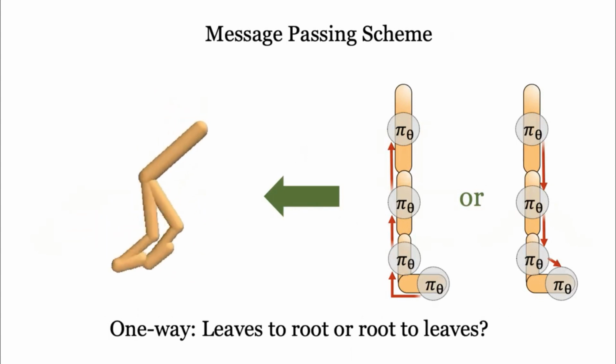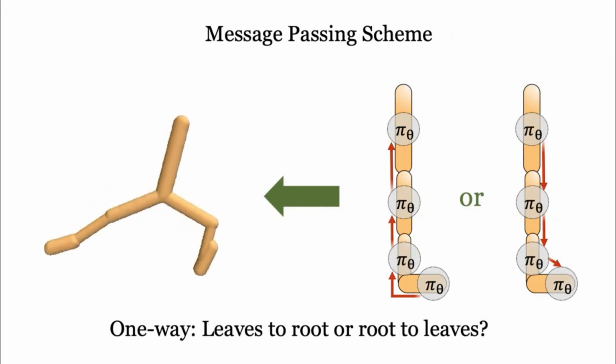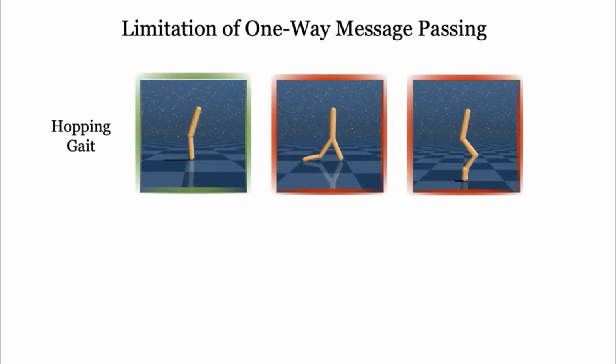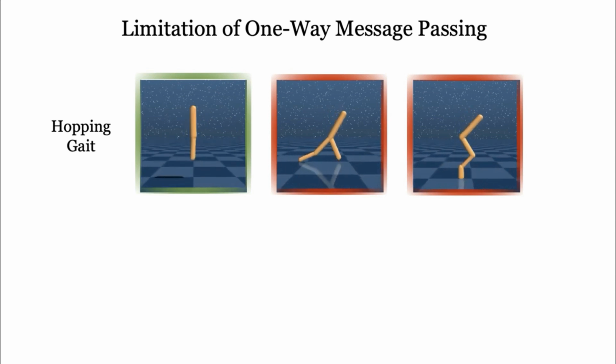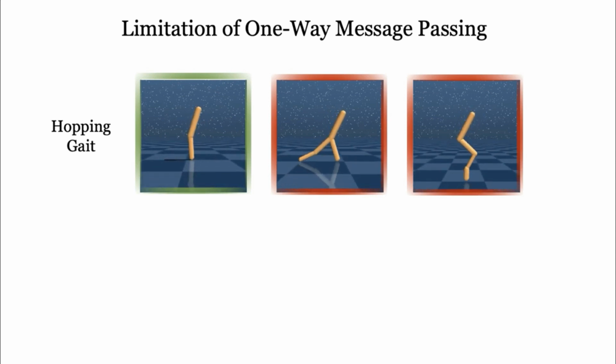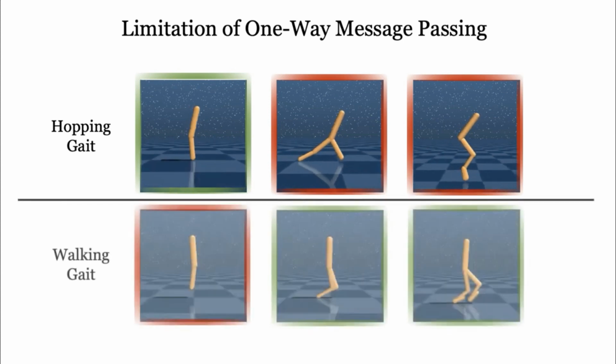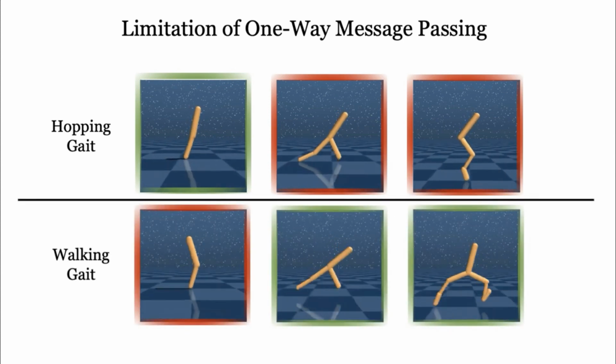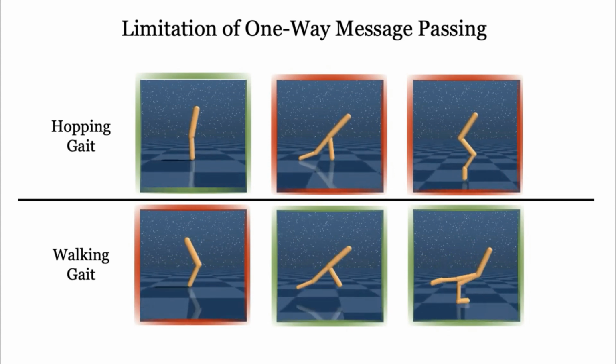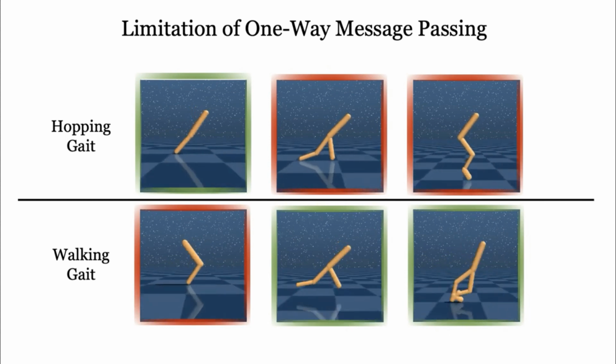Now the question becomes, how do we pass messages if we want to achieve global coordination on the left? A natural scheme is either from leaves to root or from root to leaves. However, a major limitation of one-way message passing is that it cannot represent multiple gaits, because not every node can receive complete global information. In the case where we train walkers with 1 leg and 2 legs together, the model learns the hopping gait earlier in the training. Note that the 2-leg agents can now alternate both legs. Later in the training, the model switches to the walking gait, where the 2-leg agents start to walk, but the 1-leg agent stops hopping, as the model can now represent 2 gaits at the same time.